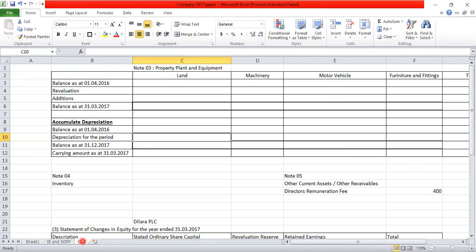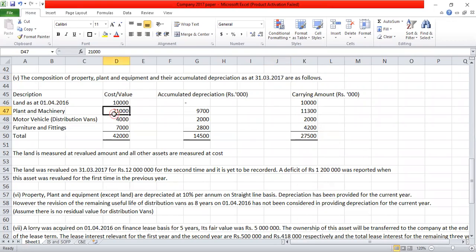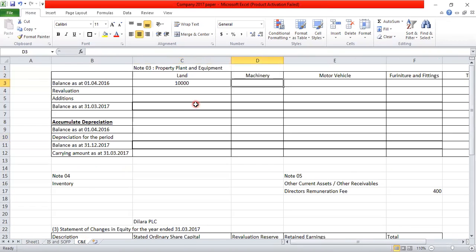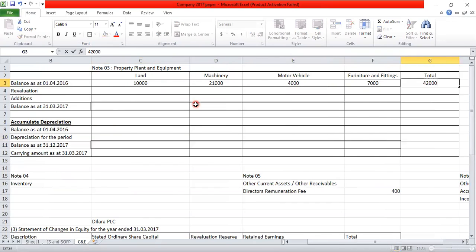I'll move on to changes in property, plant, and equipment. Land 10,000 they have given. Machinery, how much is machinery they have given? They have given machinery 21,000, motor vehicle 4,000 and 7,000. So 21, 4 and 7. So I'm going to record 21,000, 4,000, 7,000. So altogether, my total property, plant and equipment is 42,000. Then we move on to the next point.